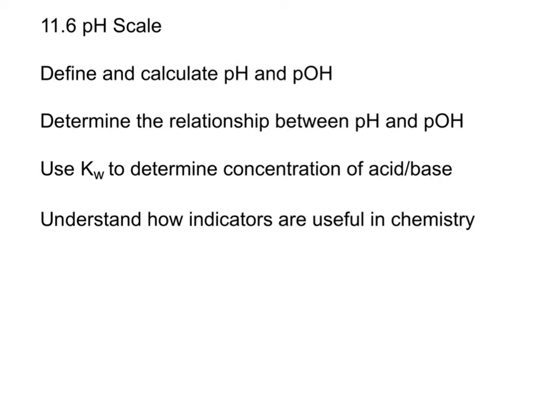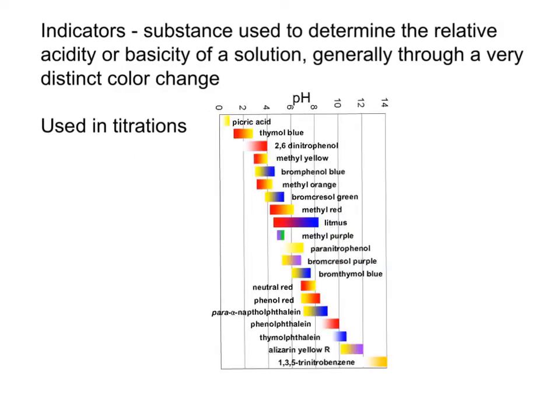Let's get started. So, the first thing we're going to talk about are indicators, and these are a substance used to determine the relative acidity or basicity of a solution, generally through a distinct color change. We have a lab this year that deals with a lot of indicators to give you an idea of what an indicator can be used for and how they show up.